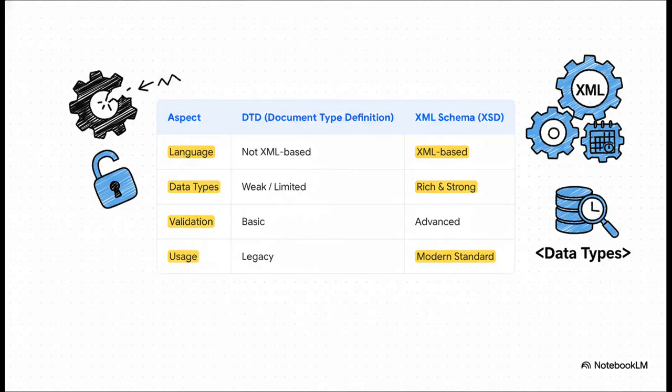This slide really highlights the evolution from the old DTDs to the modern XSD. XML Schema, or XSD, is the standard today for a few key reasons. First, it's written in XML itself, so all our existing tools can work with it. But even more important, it supports rich data types, things like integers, dates, decimals, and it lets us create way more complex validation rules, which is absolutely critical for building robust systems.